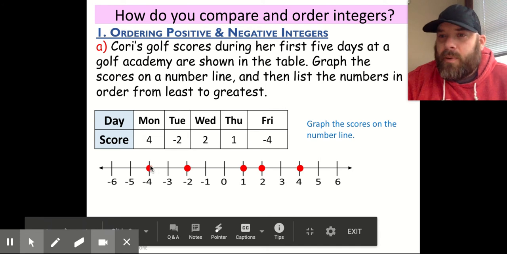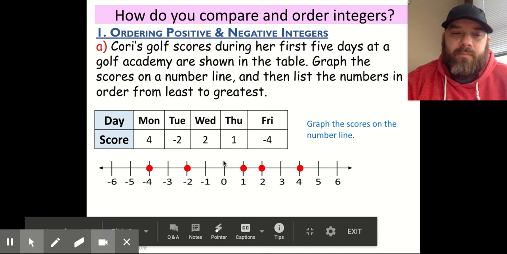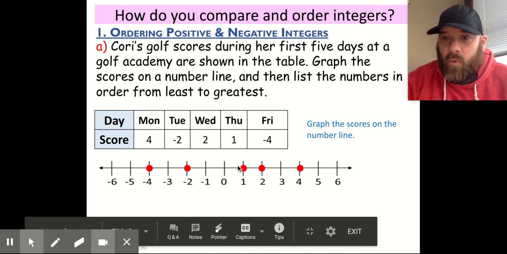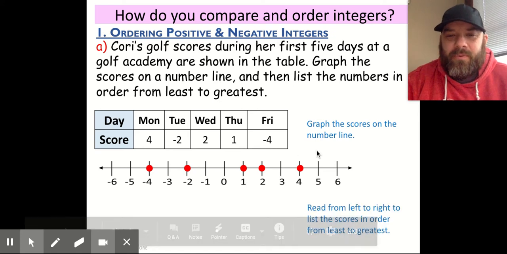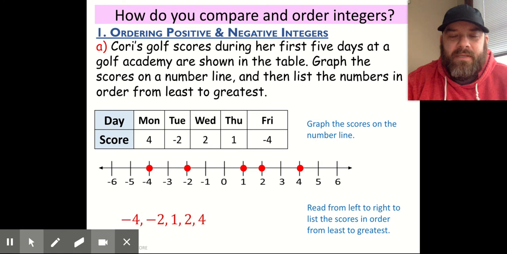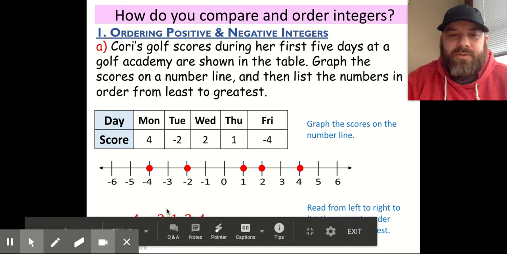So the thing to remember when we're ordering things and comparing them is -4 is less than 1. Even though this number here says 4, it's a -4. So -4 is less than 1. Things like that, just try to remember that. So from left to right, we have -4, -2, 1, 2, and 4.